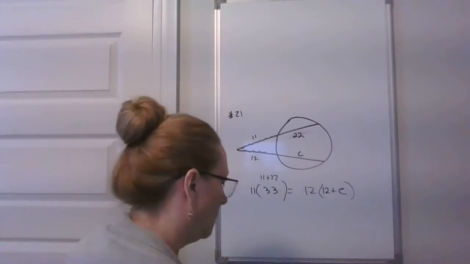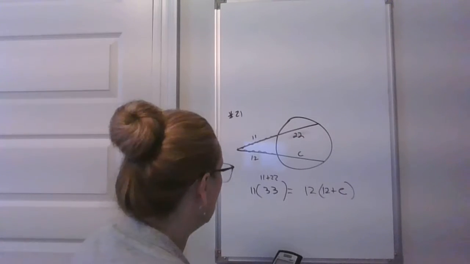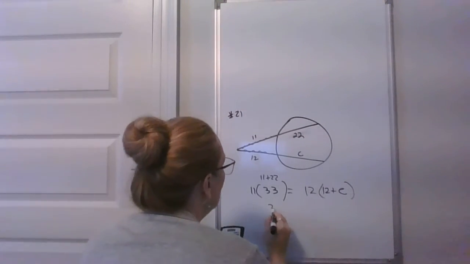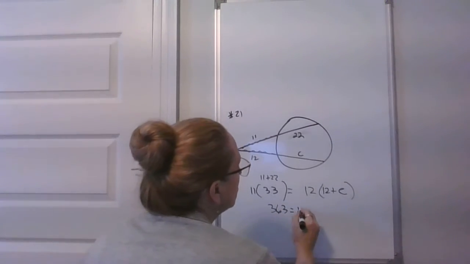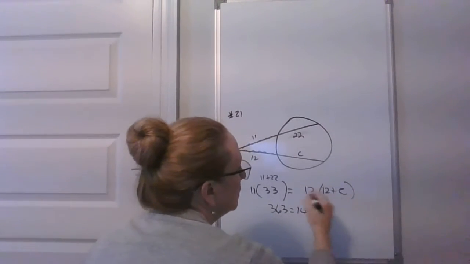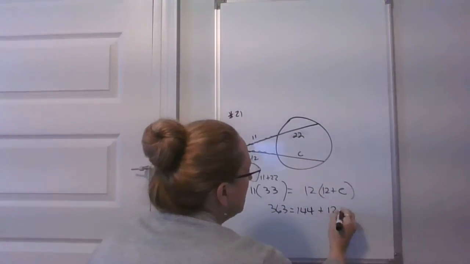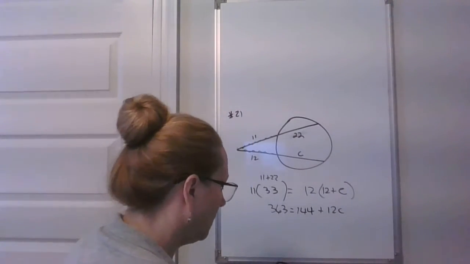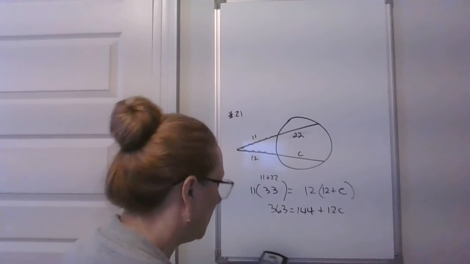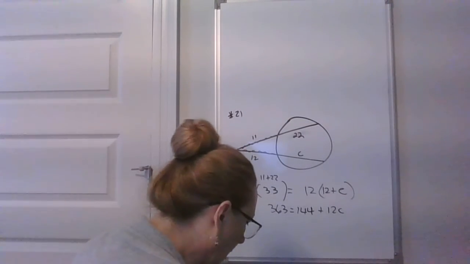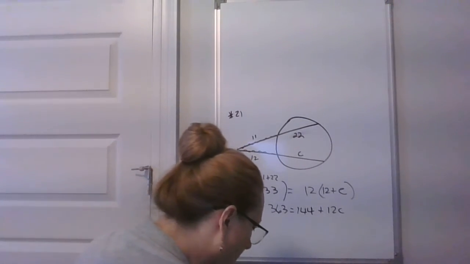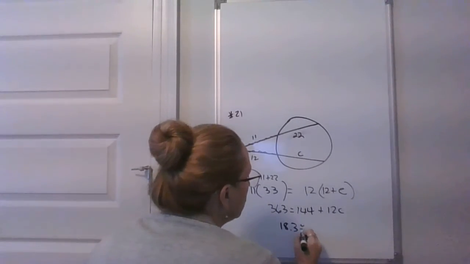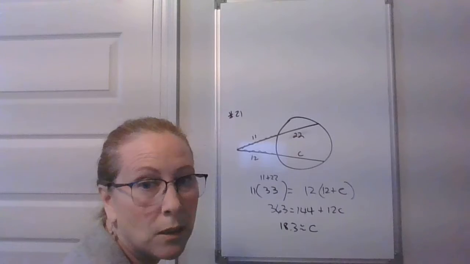And I won't pretend to know that when I know 11 times 33. That is 363 equals 144 when I distribute, plus 12C. So now subtract 144 and divide by 12, and it comes up to 18.25. And rounded to the nearest tenth, 18.3. That was the instruction there, so we'll round it to the nearest tenth.